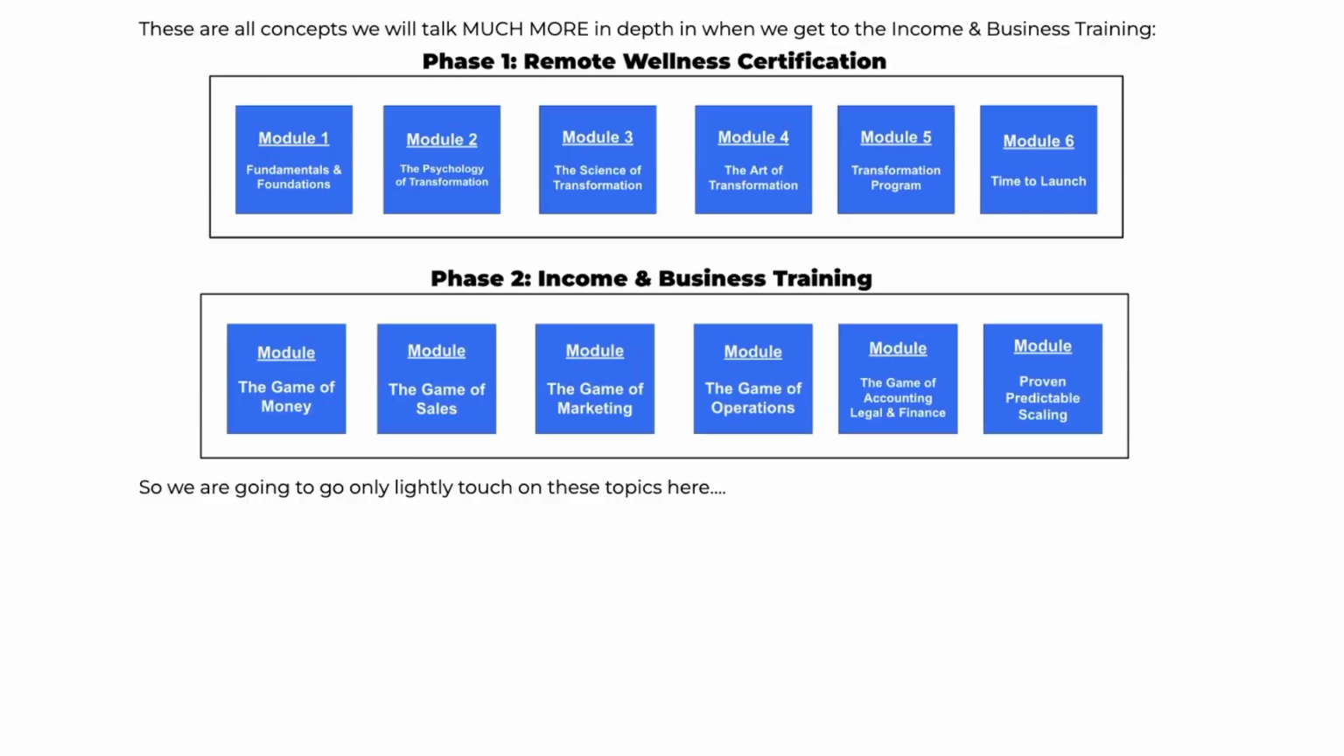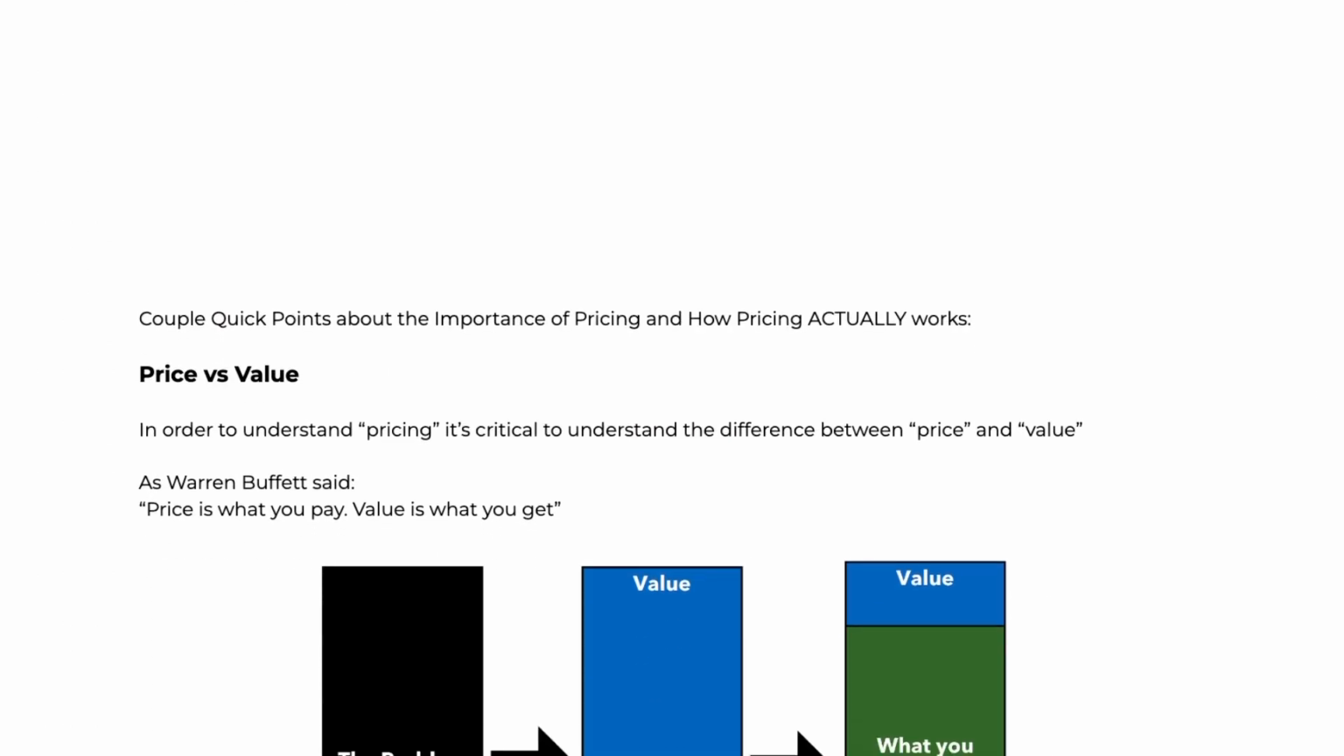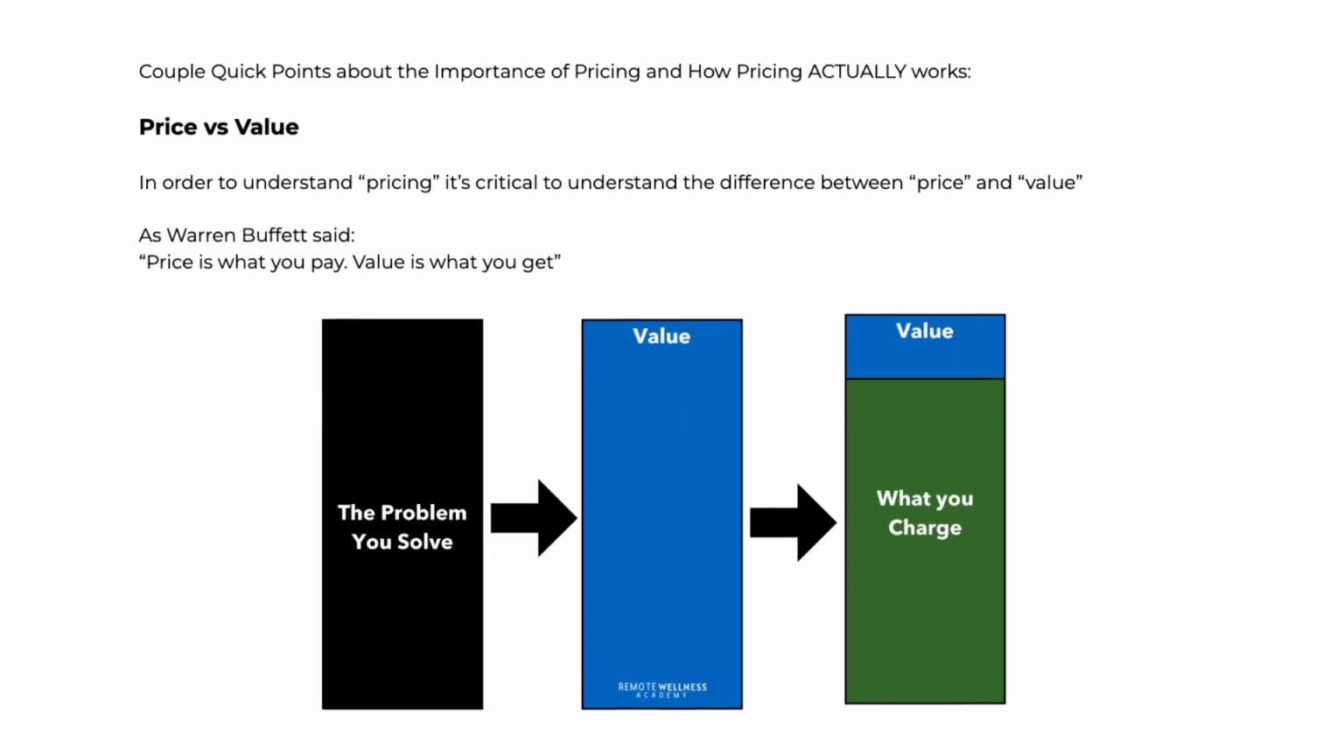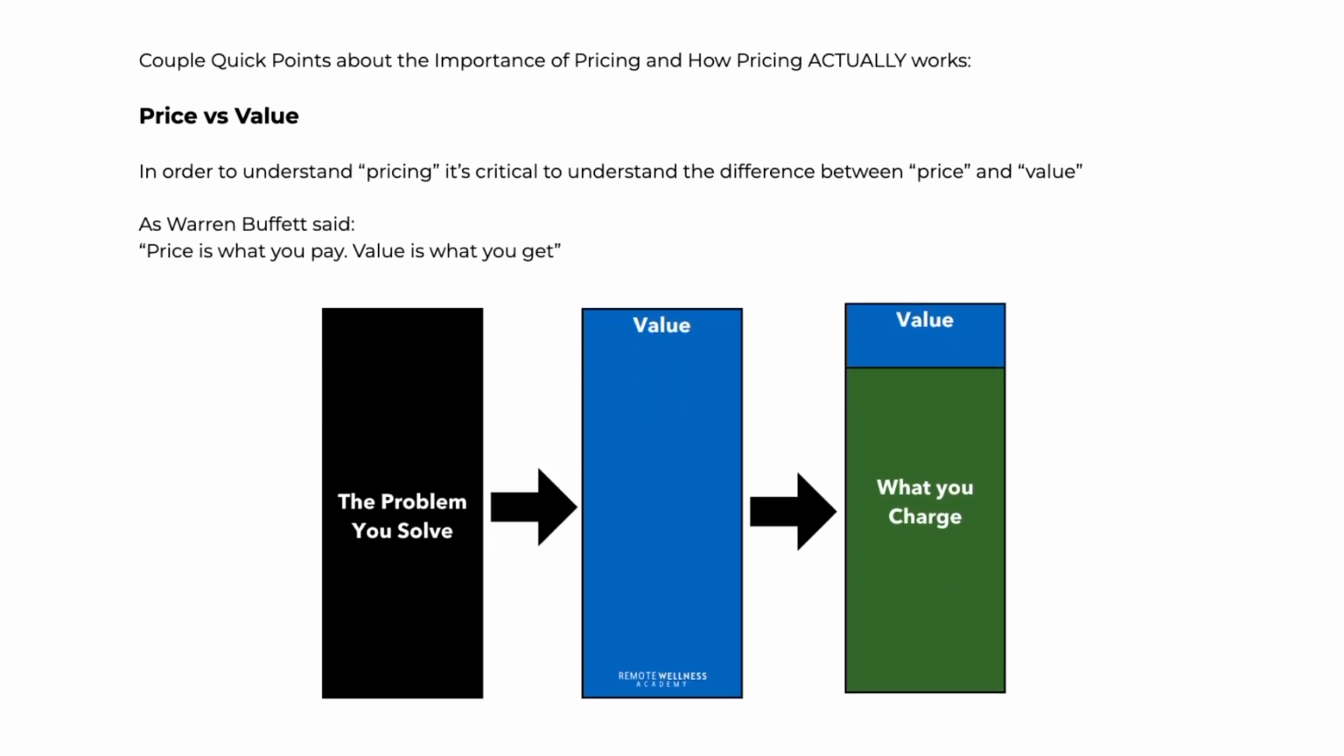Okay, so a couple quick points that we're going to talk about in terms of the importance of pricing and how it actually works is that in order for you to understand pricing, you also need to understand its brother or sister, which is value, okay? And it's very important to understand that because as Warren Buffett said, price is what you pay, and value is what you get. And so we've talked about this in other trainings as well, that the problem you solve is the value that you're able to deliver, right? And again, I've said this many times before, you're doing that in exchange for another form of value, which is money.